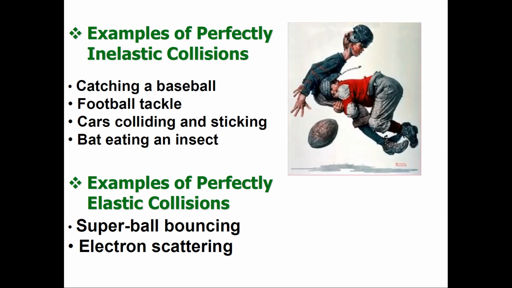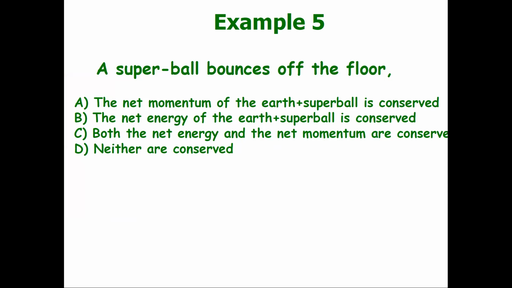You may be asked to give examples of perfectly inelastic collisions: catching a baseball, football tackle, cars colliding and sticking. These are what are called inelastic, where the two will have to stick and then move in the same direction. The examples of perfectly elastic collisions are, of course, a super ball bouncing and electron scattering. This is where we actually conserve energy as well as momentum.